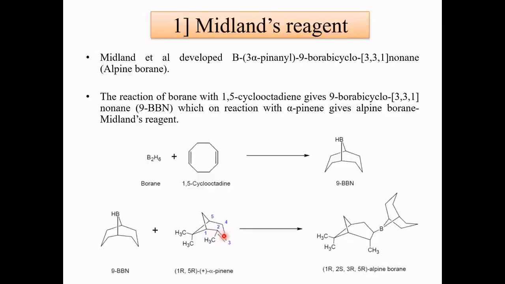Where will the borane go? If you look here, this is my first carbon, this is my second carbon and this is my third carbon. So the boron has gone to the third carbon and the proton has gone here. Borane addition always follows the anti-Markovnikov's rule. It is going to the third carbon; the second carbon is more substituted. It is going to the carbon which is less substituted. So here it goes to the third carbon and the proton is added over here.